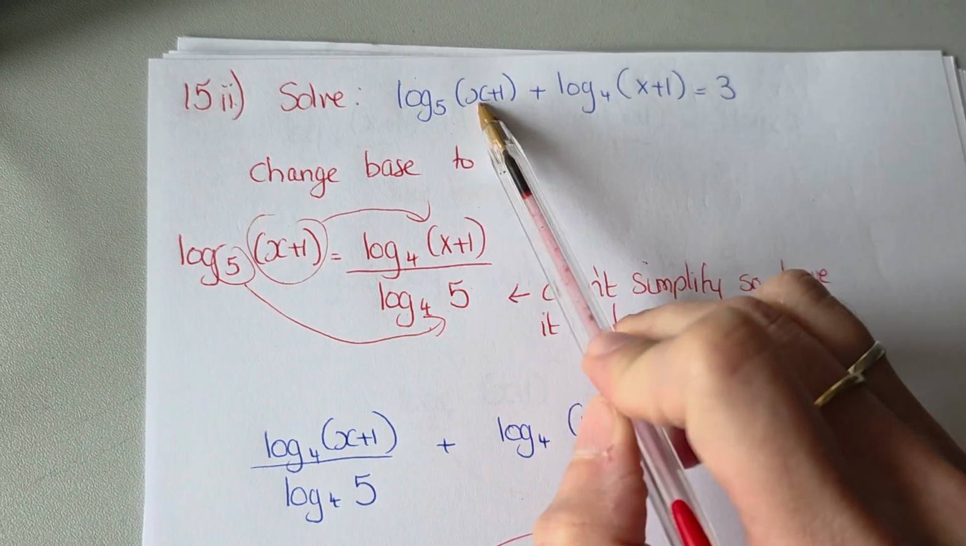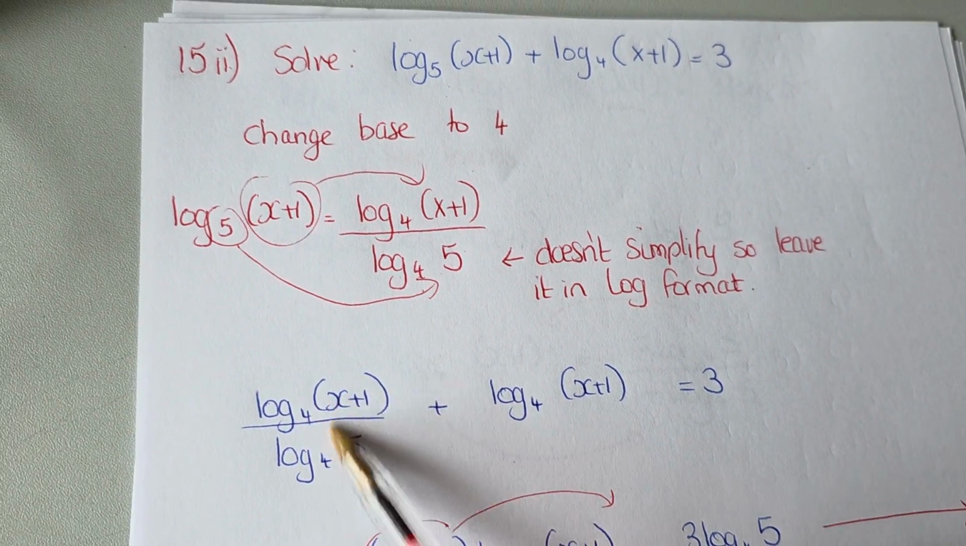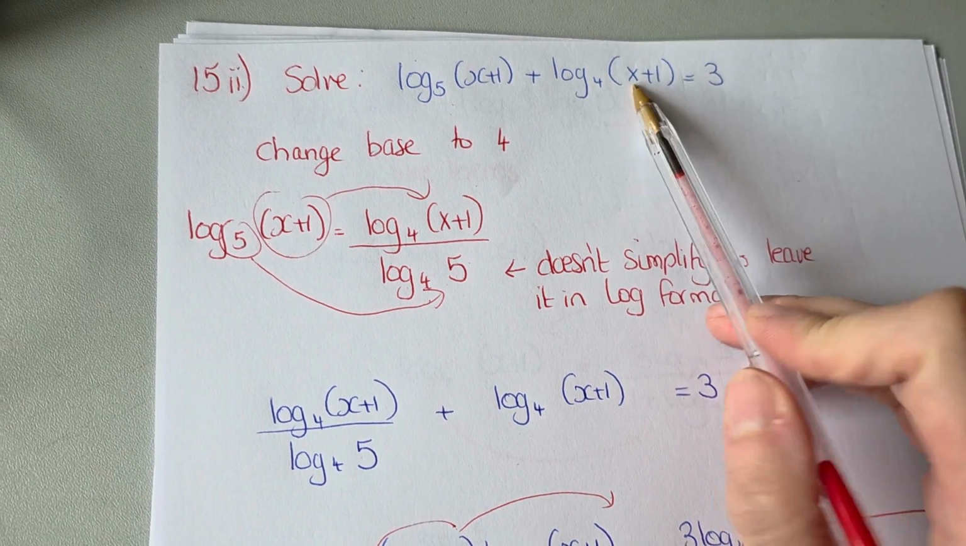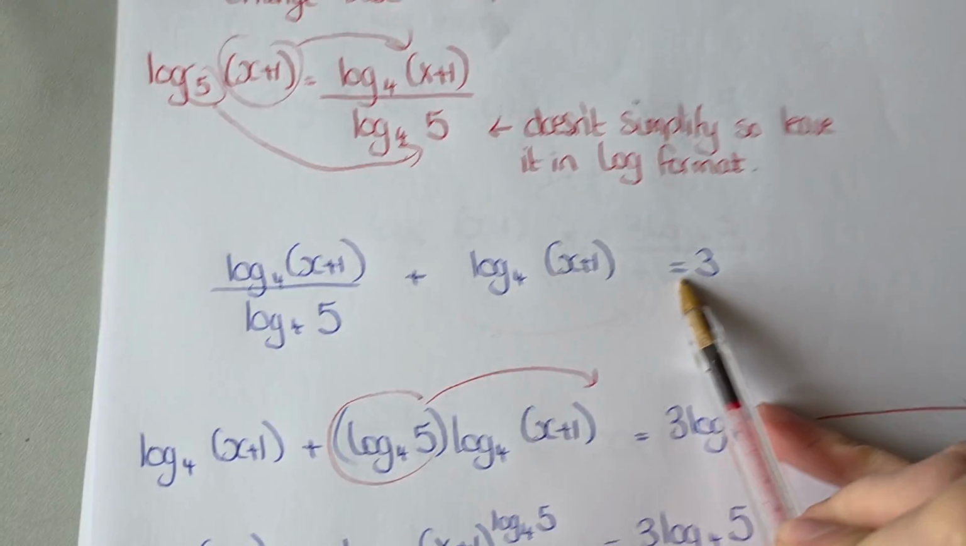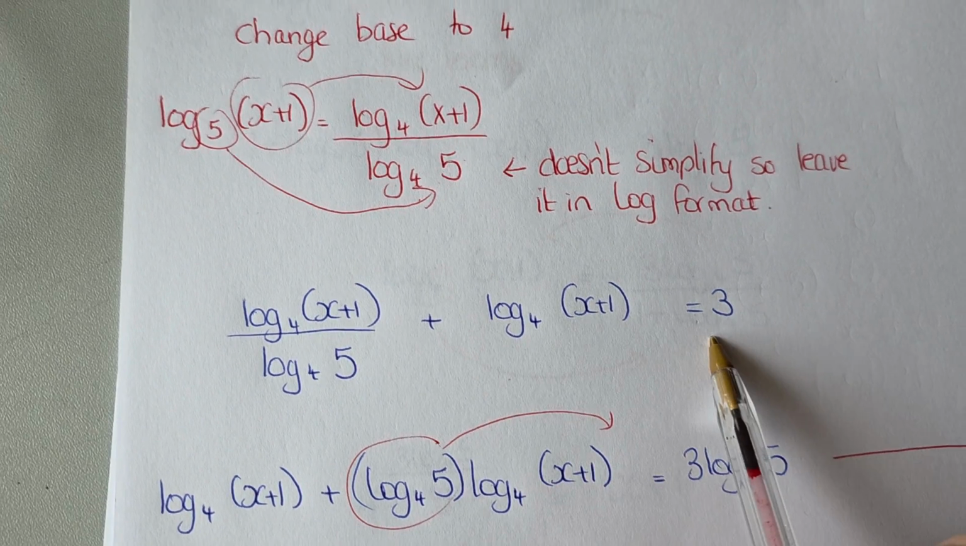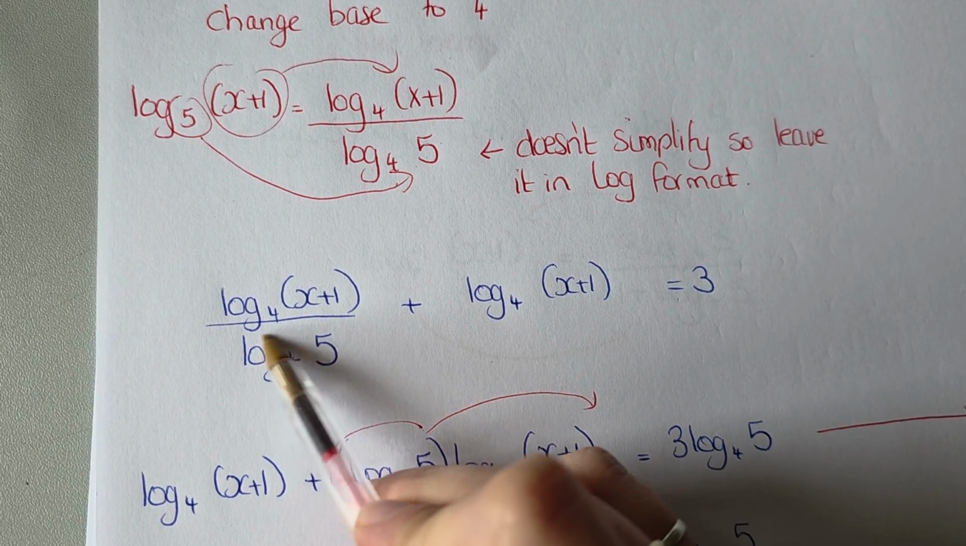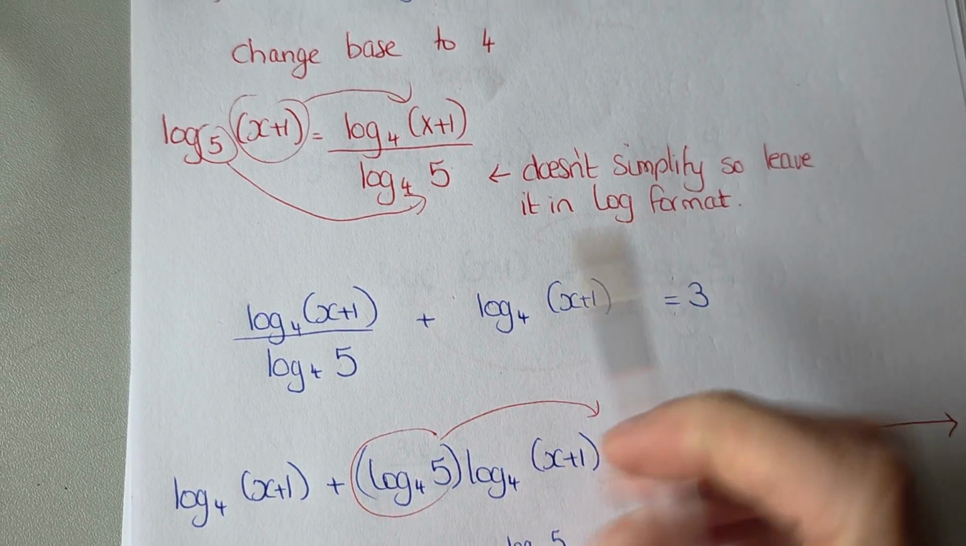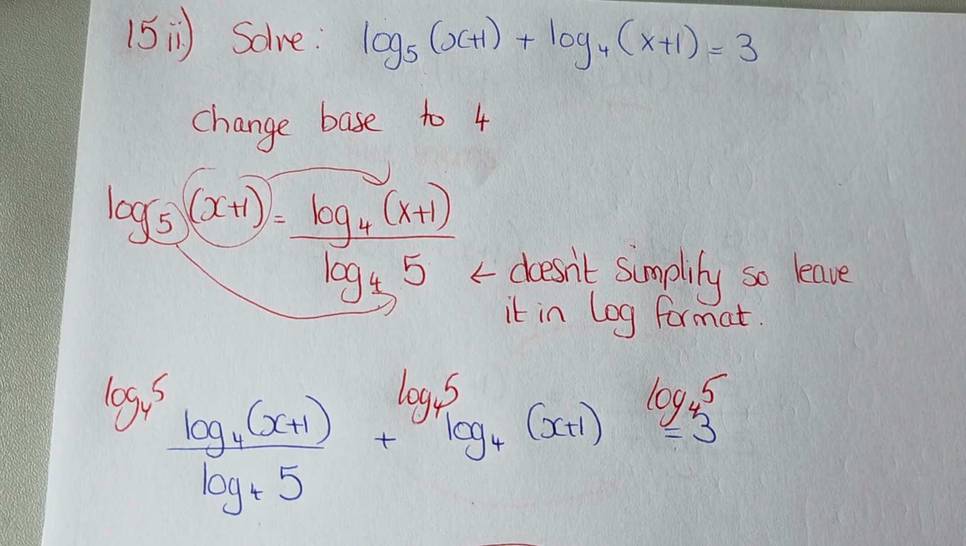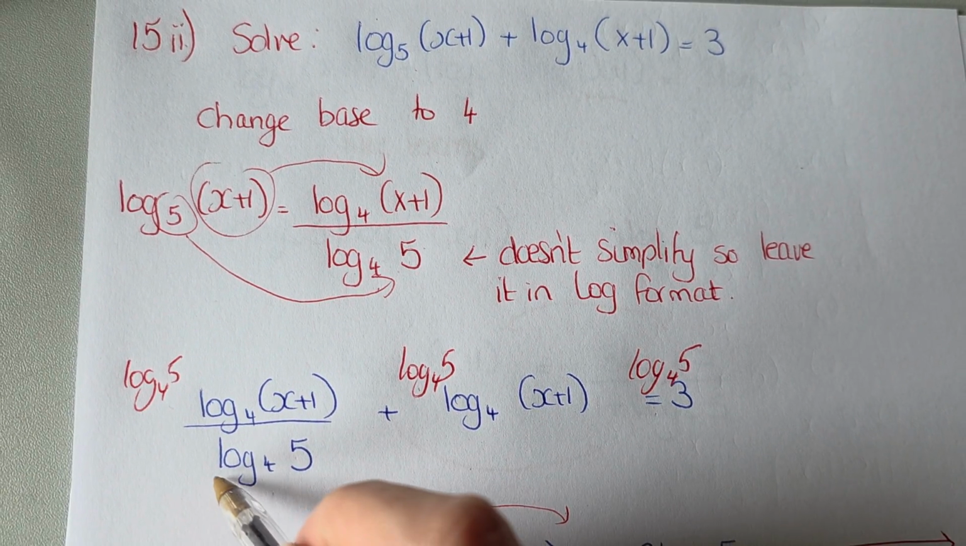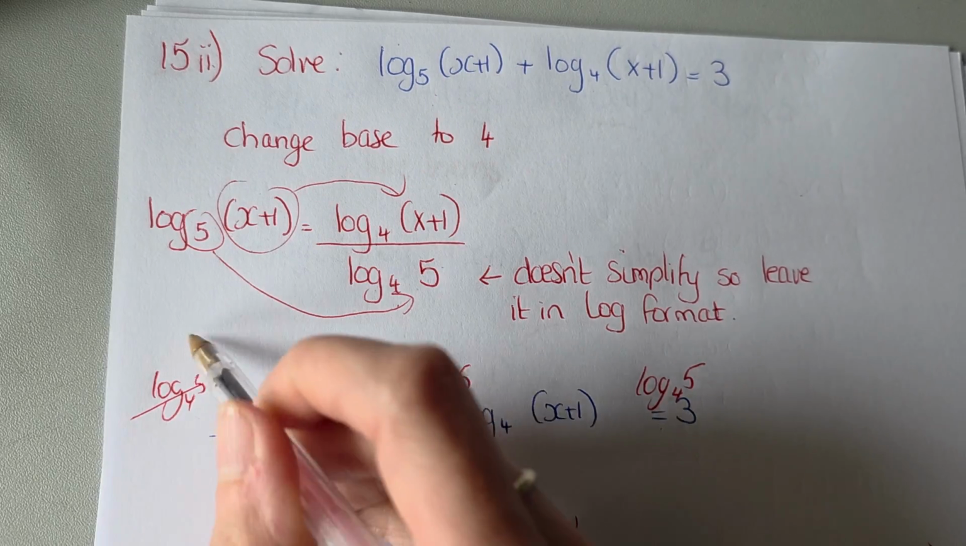So now I'm replacing this with what I just turned it into, plus the log of that base 4, is all equal to 3. Again, my initial instinct would be to get rid of the fractions. So the common denominator is this. So I'll multiply across by log 5 base 4. Okay, then simplify above and below. That will divide into that once, so it's gone.